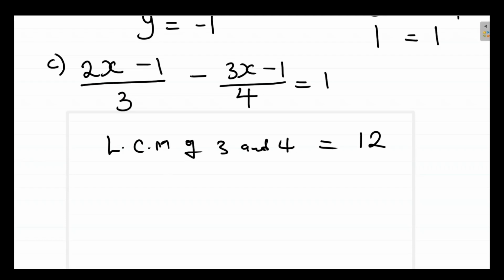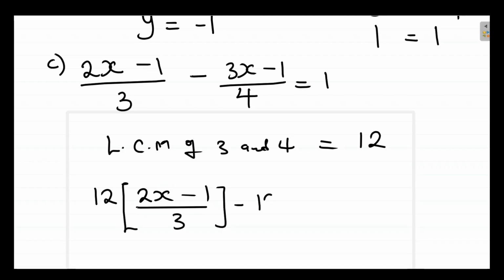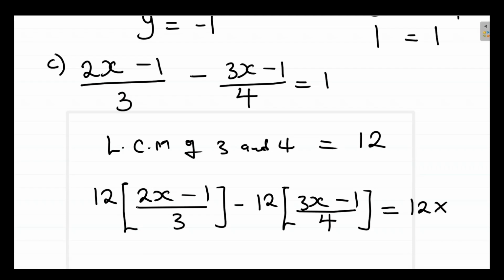So we multiply both sides by the LCM. So we have that this becomes 12 multiplied by 2x minus 1 divided by 3, minus 12 multiplied by 3x minus 1 divided by 4, equal to 12 times 1.